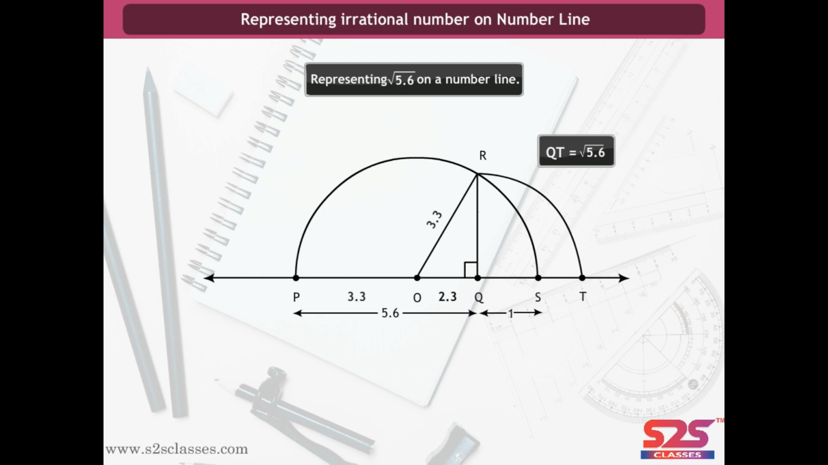Using the Pythagoras theorem in triangle OQR, QR square is equal to OR square minus OQ square, which is equal to 3.3 square minus 2.3 square. Finally, reducing this, we get QR equal to the square root of 5.6. Remember that by construction the arc QR is equal to QT. Thus we justify the construction.